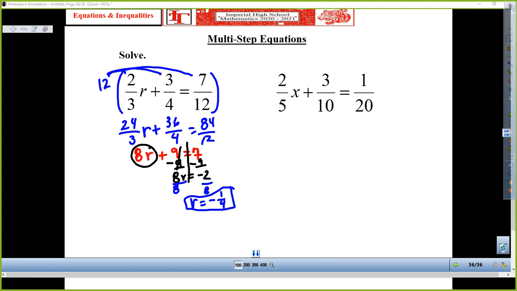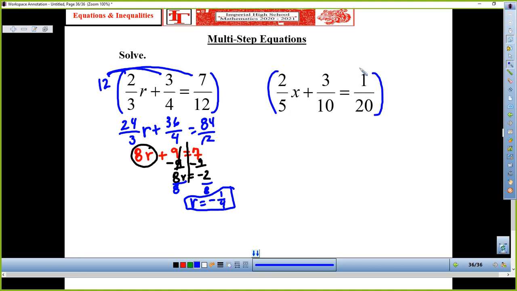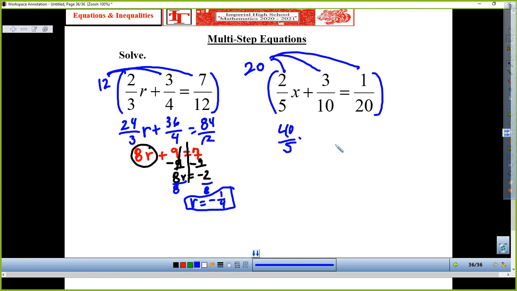All right, let's see. Dominic, what is our common denominator for the second equation? 20. 20. Hands up if you got that. Yeah, that is correct. So we distribute to the numerator. We get 40 over 5x plus 60 over 10 equals 20 over 20. From there you simplify. 40 divided by 5 is 8x plus 60 divided by 10 is 6. 20 divided by 20 is 1. And the rest is history.